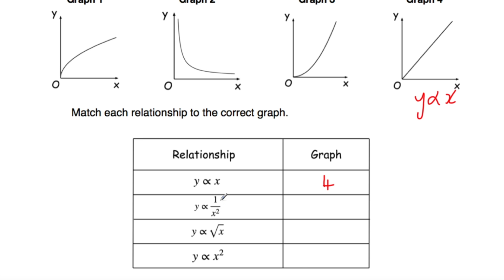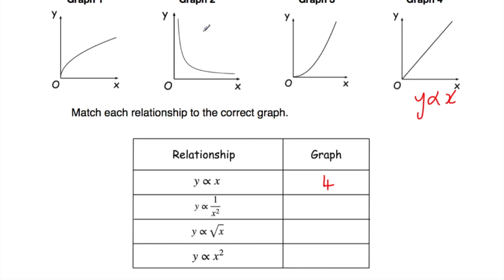Because it's 1 over, that means inversely proportional. So this relationship is inversely proportional because it's 1 over. So we're looking for an inversely proportional relationship, and that will have this shape here. As you increase the value of x, the value for y will be decreasing, because if you're making the denominator bigger, you're going to get a smaller and smaller answer.